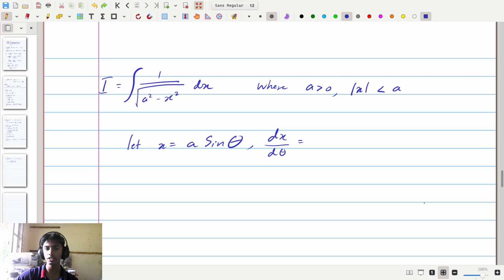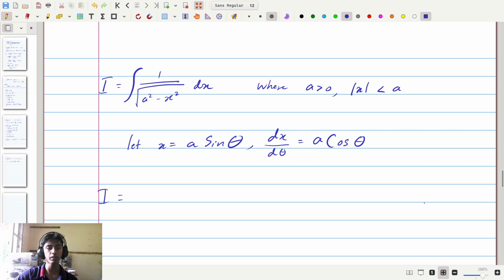Since a is a constant, it remains, and considering the sine of theta, the derivative of the sine of theta is the cosine of theta. Therefore, we need to have here the cosine of theta. Now then, let's try and figure out what we have once we do our substitution.